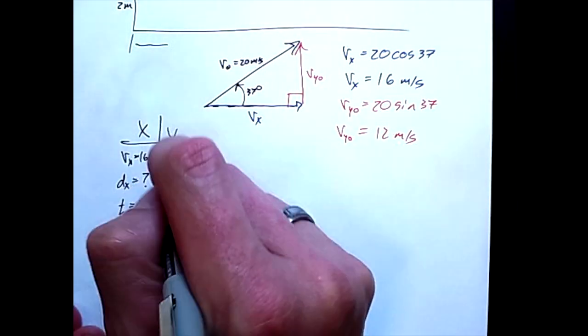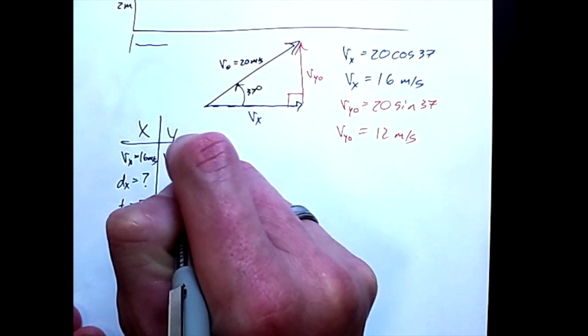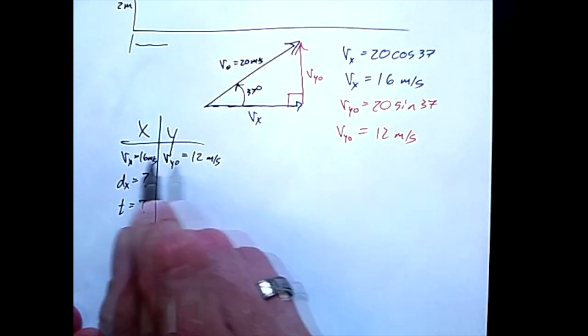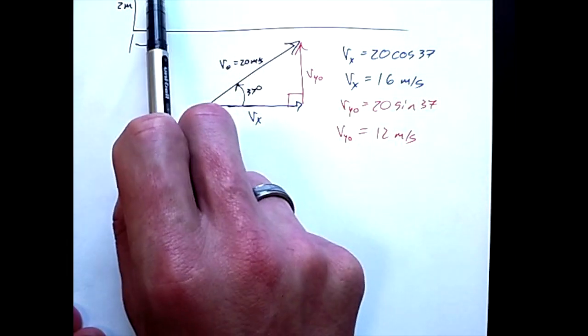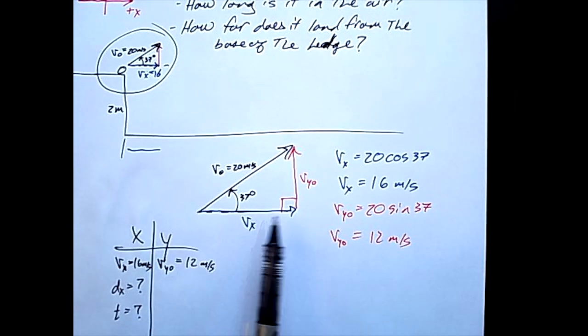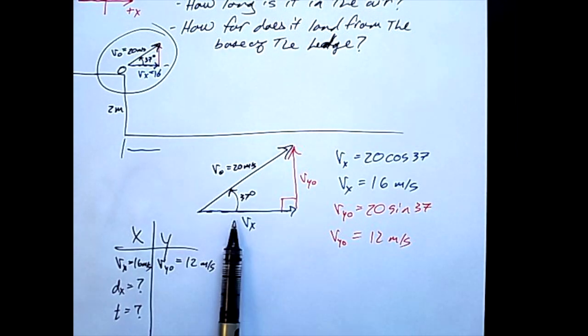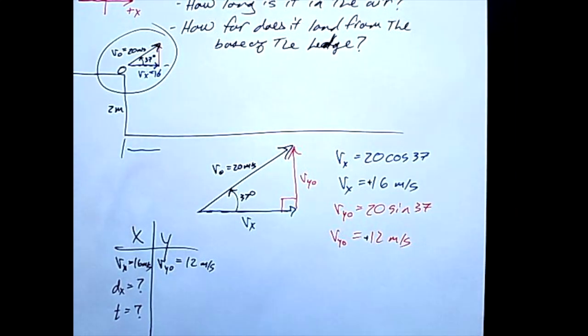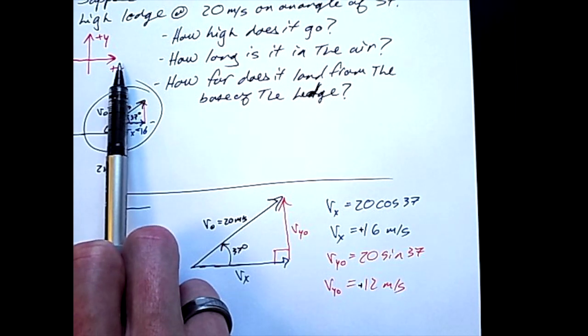In the vertical direction, we now know that Vy naught is equal to 12 meters per second. Again, both of these are positive based on the analysis that this was to the right and up, right? And so these are both positive values, and I've inserted those positive signs after I did this calculation based on my frame of reference that I identified at the beginning.